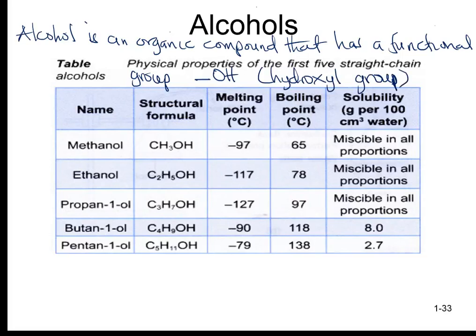So like you see this one, if I write it somewhere, it will be CH3OH. So this part is a functional group. If I write this one, it will be C2H5OH. So this OH is the functional group of alcohols. We will see it later when we talk about carbohydrates and the other things.